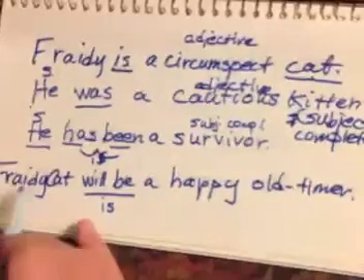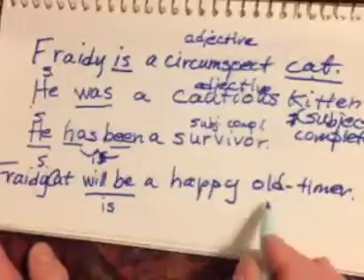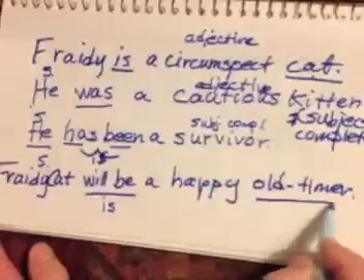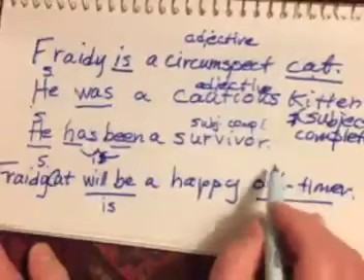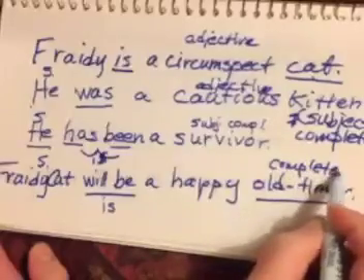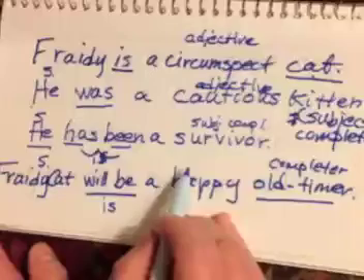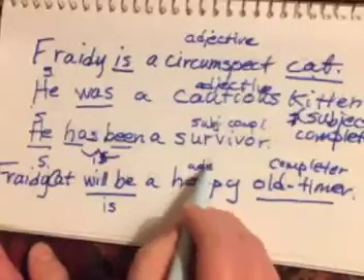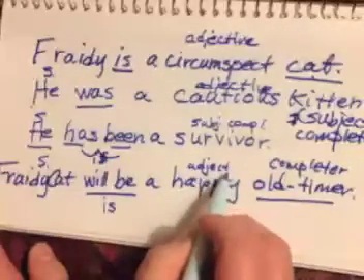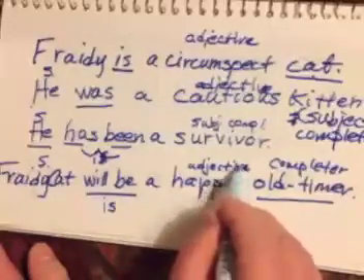Who will be? Frady Cat is a subject. Frady Cat will be what? Old timer, if he continues to stay out of the road, which we think he will. So this is the completer. And what does happy do? Happy is an adjective. It says what kind of old timer. He's not going to be a grumpy, grouchy, old curmudgeonly old timer. He's going to be a happy old timer.